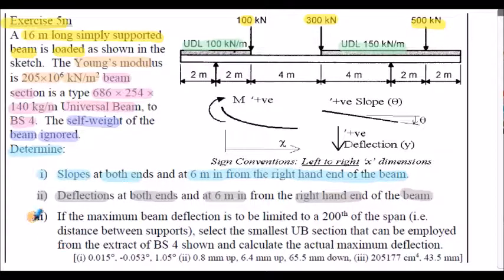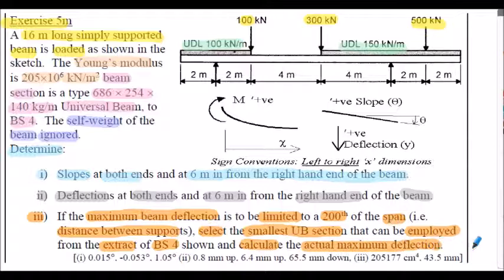And part 3, if the maximum beam deflection is limited to a 200th of the span, and that's the distance between the supports in this case, we've got to select the smallest universal beam section that can be used from the extract of BS4, and then calculate the actual maximum deflection for the chosen beam section. Answers are shown in the brackets here.